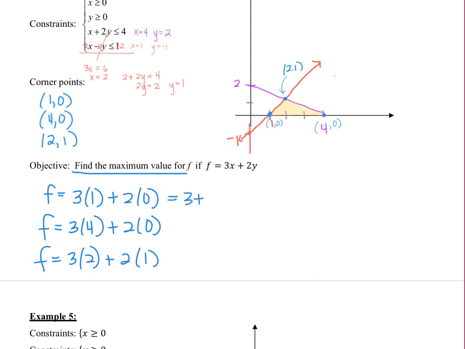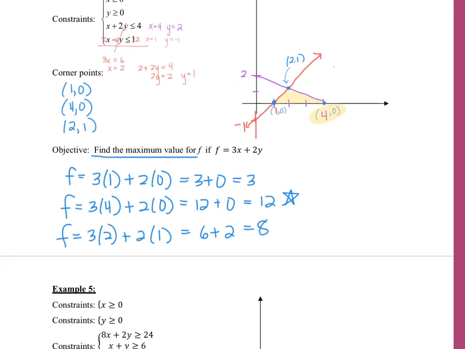So this is 3 plus 0, which is 3. This is 12 plus 0, which is 12. And this is 6 plus 2, which is 8. So the maximum was this one. The maximum value of this problem is 12. It happens at the corner point 4, 0. And so it's like that's the winner, right? That is the objective, was to find the corner point that would give me the maximum value for f.